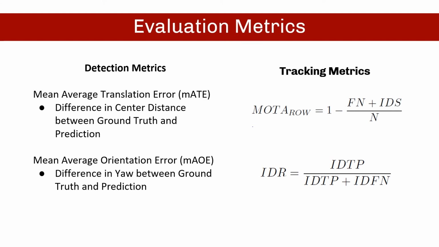Before we can talk about results, I want to define a few evaluation metrics. For detection, two important metrics are mean average translation error, which determines the difference in bounding box center between the ground truth and predicted bounding box, and mean average orientation error, which determines the difference in yaw between ground truth and predicted bounding box. As for tracking, both MOTA-RO and ID recall both determine how well a tracker is able to persistently identify these novel, unseen, open world objects.